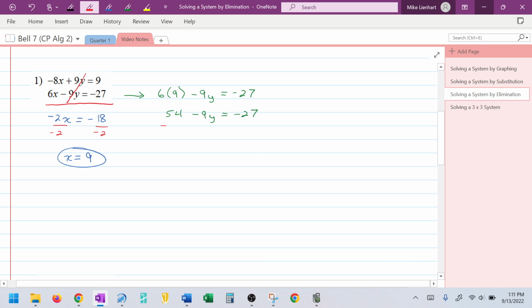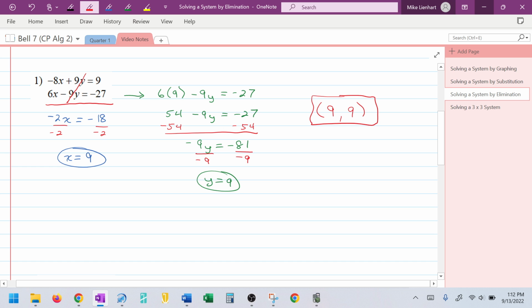I'm going to subtract 54 from both sides. And that leaves me with -9y is equal to -81. Divide by -9 to solve. And I find y is also equal to 9. Take the x and the y, write them as an ordered pair in alphabetical order, (9, 9). And that's my solution to this system.